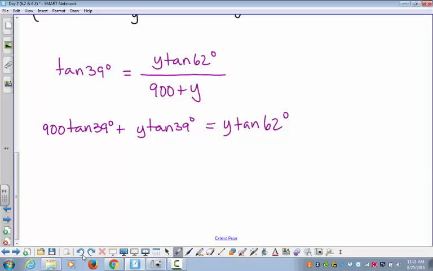So that's a linear equation. The power on the y's, both are 1 and 1. So we've got to collect the like terms on the left, put the constants on the right. On the left, we're going to have y tan 39 minus y tan 62. And I'm going to subtract off this constant. Everyone agree that's just a constant? There's no variable in there. That's just a number. It's an irrational number.